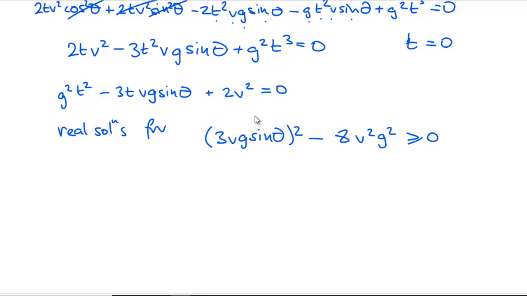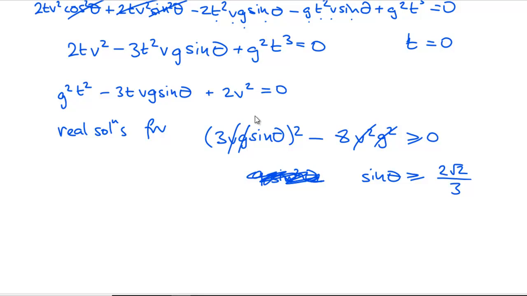Oh, we can get rid of the g squareds. They can all go, and the v squareds. That helps, doesn't it? So 9 sine squared theta. Well, actually, I'm only going to end up square rooting it again if I do that. So we need sine theta to be greater than or equal to, square root of 8 is 2 root 2, divided by 3. Right, so we need all of that.